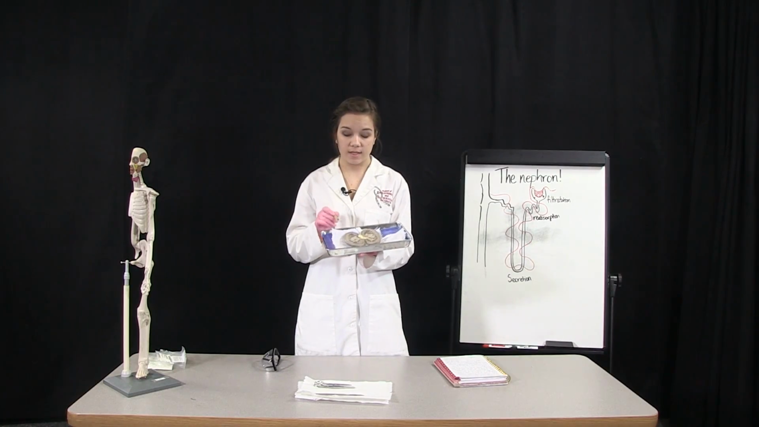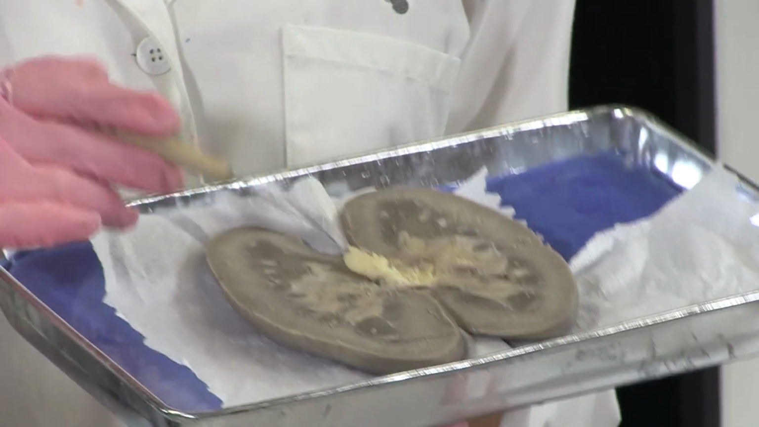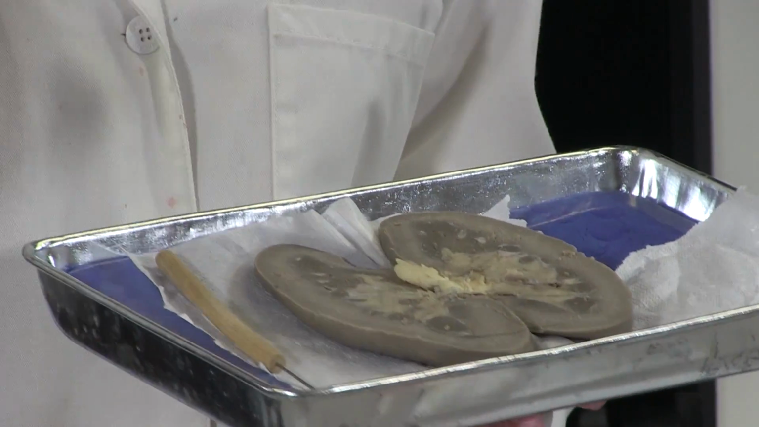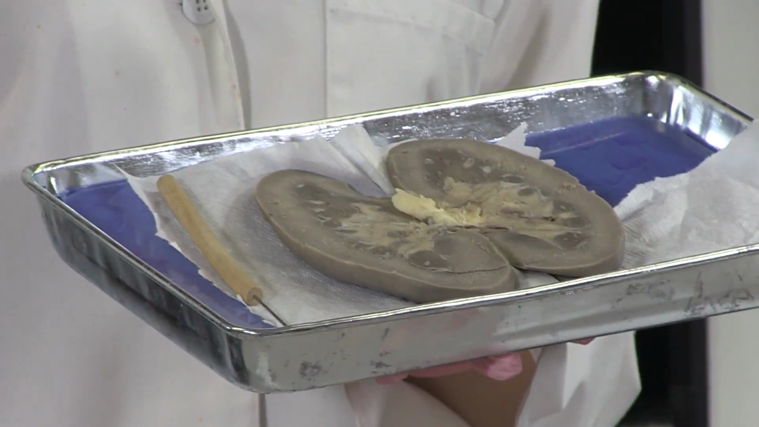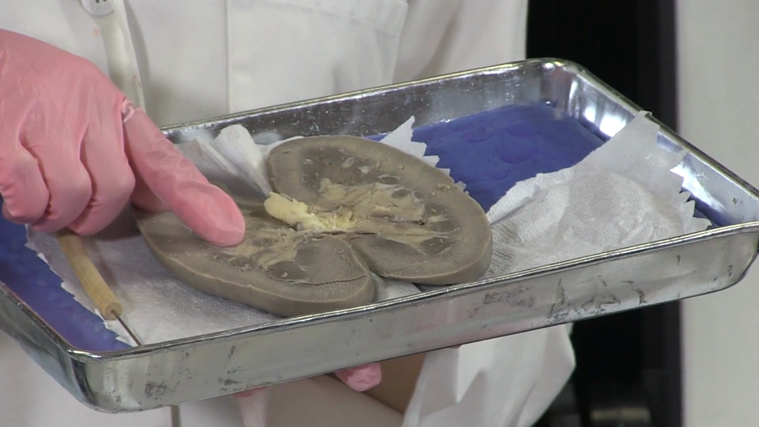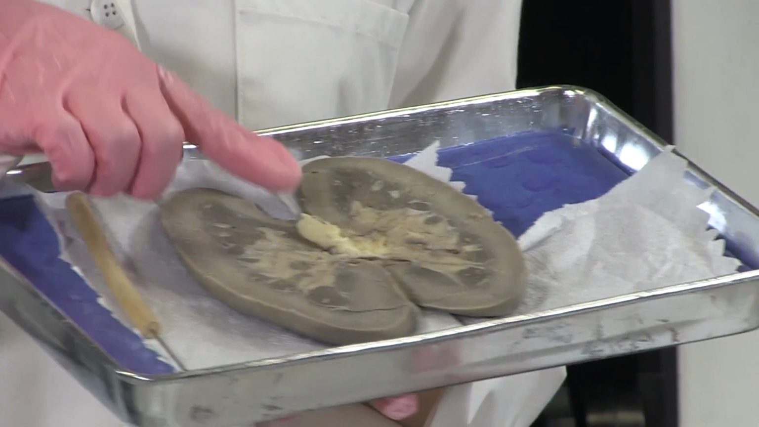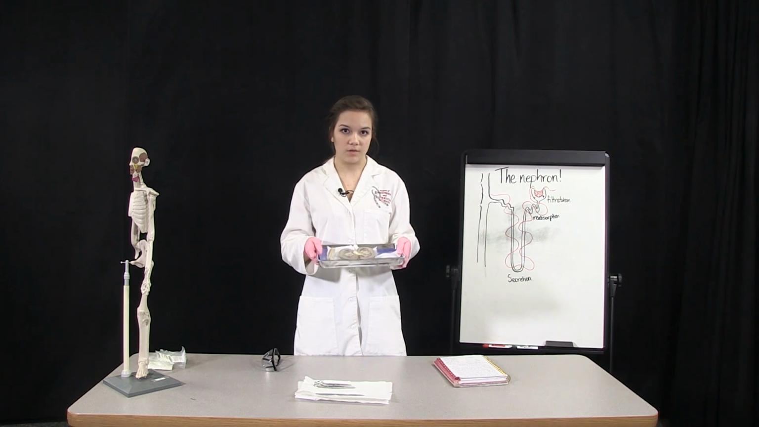Then the loop of Henle and the collection ducts live in the medullary pyramids, and they have this sort of striated texture to them, and that's all of the membranes going in the same direction. Then once urine goes through the collection ducts, it all collects into these major calyx, and then it all funnels down into the renal pelvis, and that is what goes to the ureters.